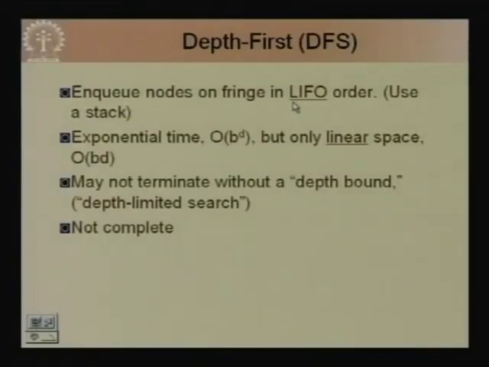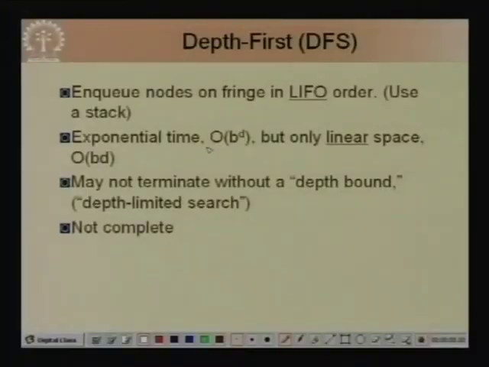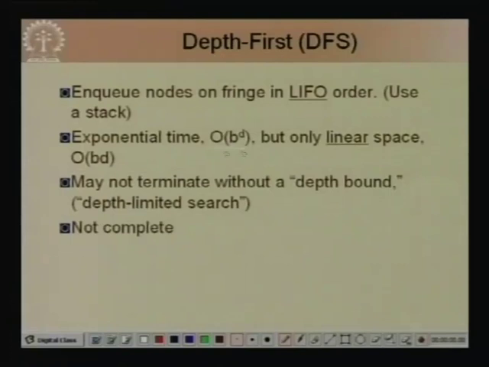So, let us analyze the characteristics of depth first search. In depth first search, we enqueue the nodes on fringe in a last in first out order by using a stack. Depth first search also requires exponential time, order b to the power d, to explore the entire search space. However, if you notice, the size of the fringe is at most the maximum depth of the tree. So, the space required is actually order bm, where m is the depth of the entire search tree. And the time required is order b to the power d.